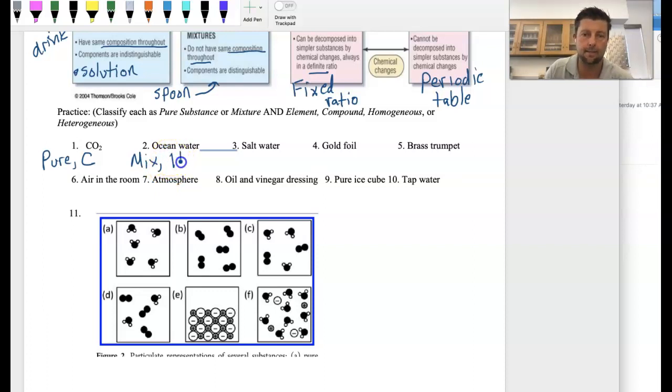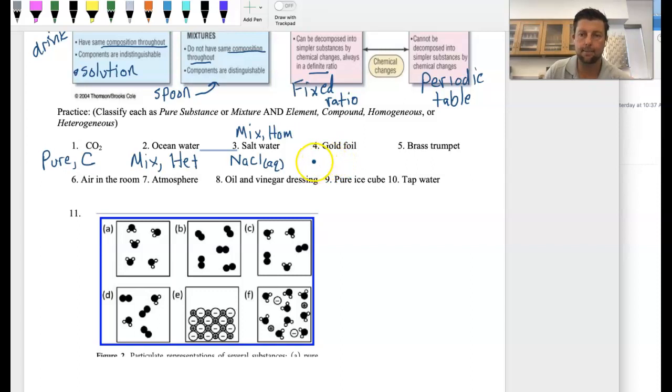This is heterogeneous. Now that's different from salt water, because salt water is just sodium chloride dissolved completely, and we say aqueous, in water. So if you just have salt dissolved in water and it's completely dissolved, then it's going to have the same composition throughout. So salt water is going to be a mixture, and that's going to be homogeneous, or a solution.